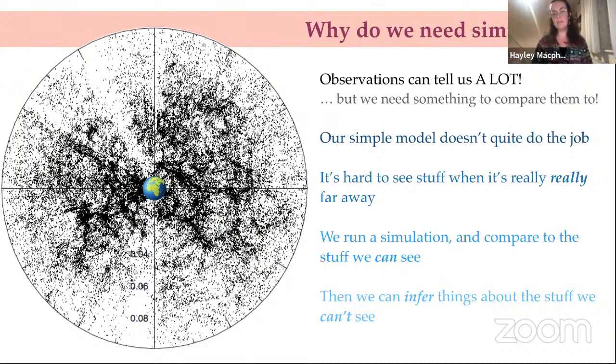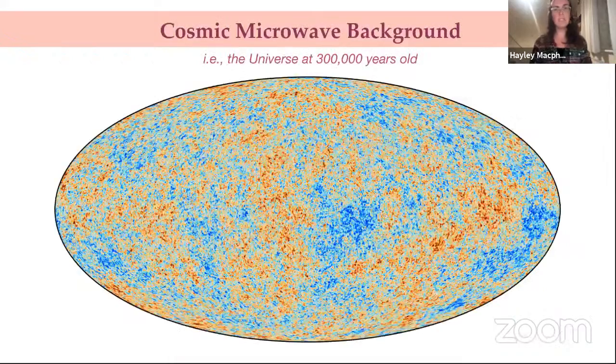So we can run a simulation and compare it to the more nearby stuff that we can see really well. And if it matches, then we can use the same simulation to infer things about the stuff that it's harder to see. But just as in any computer game, we need to start somewhere. So where and how do we even start these simulations?